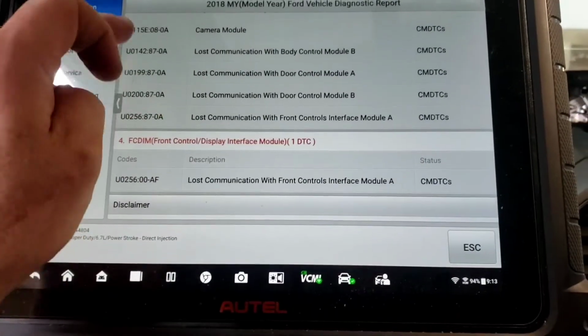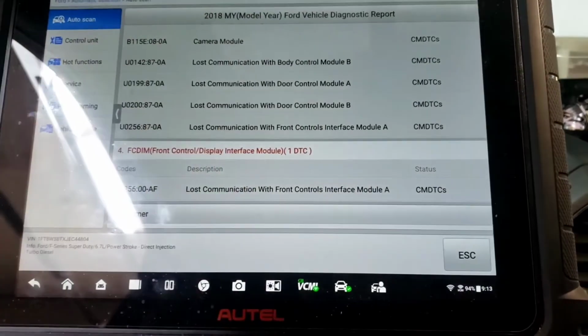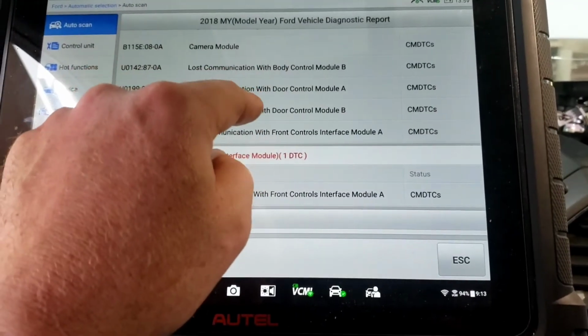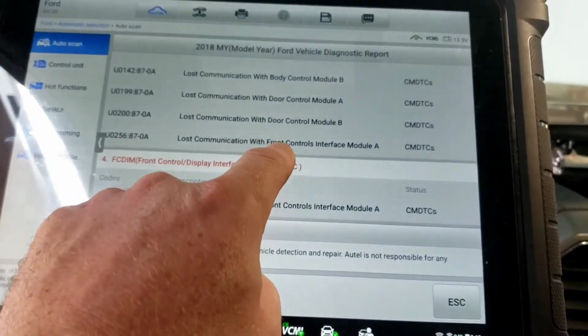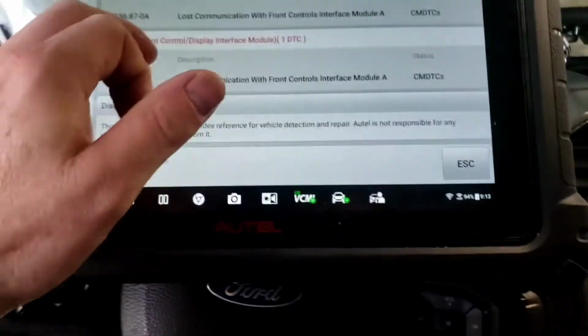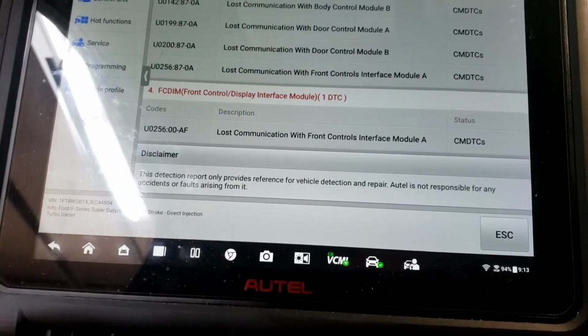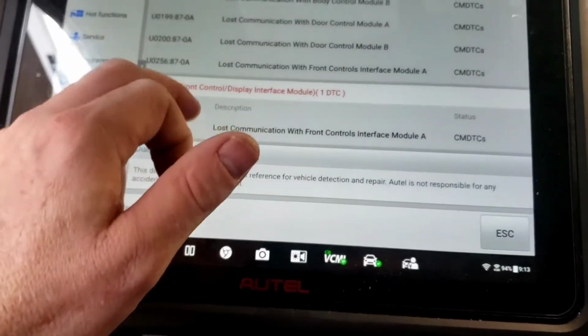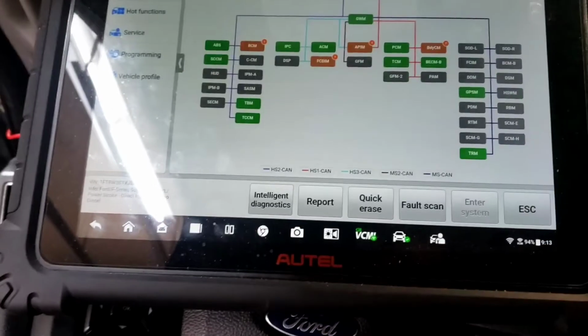Camera module, but what's important is these U codes. U codes are communication codes. Lost comm with body control B, lost comm with door module A, lost comm with door module B, which is the passenger, and lost comm with the front controls interface module, which is that. In other words, what you're finding out here is they're all in the same bus, which is medium-speed CAN.